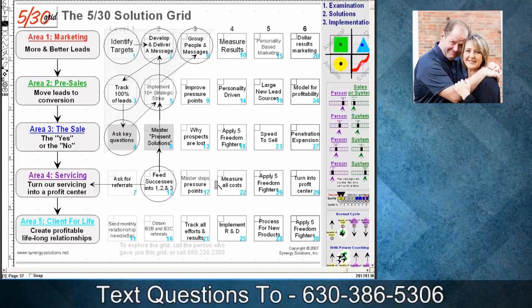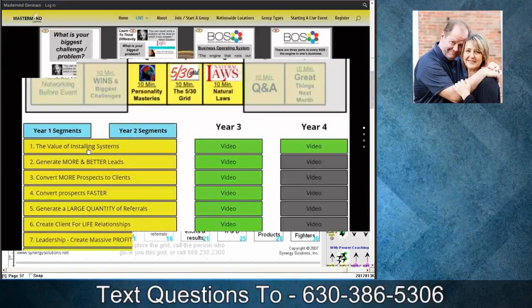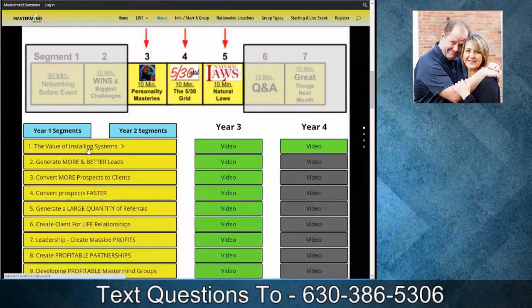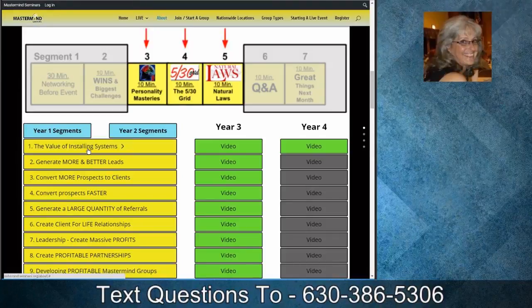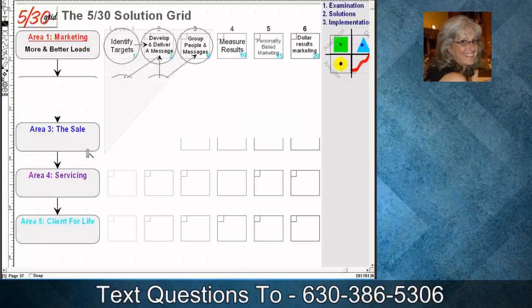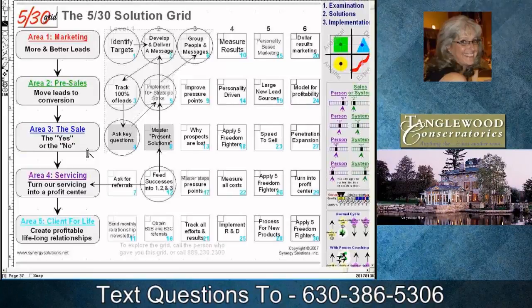So how important is it, in your opinion, now that you've looked at this, how is the 530 grid going to help people understand the value of installing systems in their business and help them make money? If you have the steps of the 530 grid already laid out for you, to me that's your system, and you have your base. So if you follow that, you can't go wrong, in my opinion.